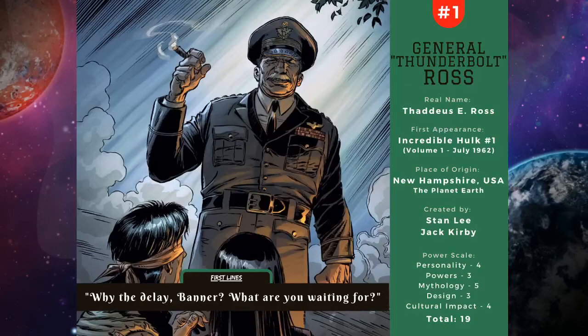Number 1 is General Thunderbolt Ross. As I briefly mentioned, he's not so much a villain in the Marvel Universe as a nemesis for the Hulk, because as we can see in the MCU movies, he is a very rigid military leader, and he's been around in the comics and on the big screen as long as the Hulk has.